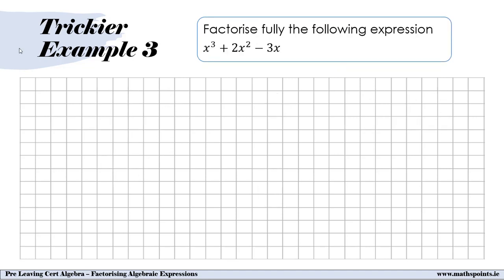Okay, example 3 is an example we wouldn't have seen in the basic examples, but again, it's a combination of factorizing types. So we have the expression x cubed plus 2x squared minus 3x, and it says to factorize fully this expression. So the first thing that I can see is that there's an x in each of the 3 terms, and so I'm going to factorize out an x using common factor of x. If I divide x cubed by x, I get x squared. Plus, if I divide 2x squared by x, I get 2x. Minus, if I divide minus 3x by x, I get minus 3. And I'm going to close the bracket.